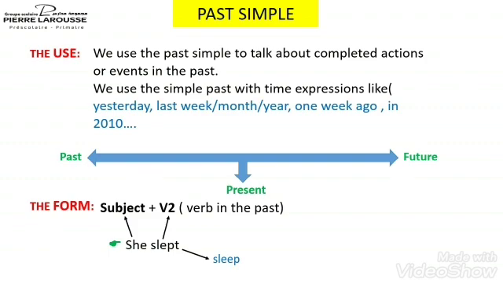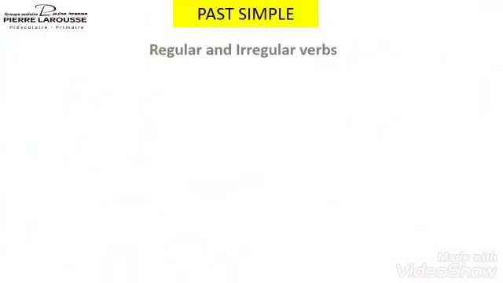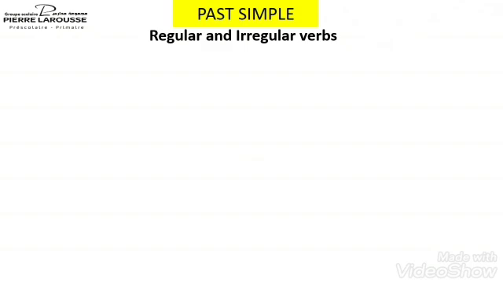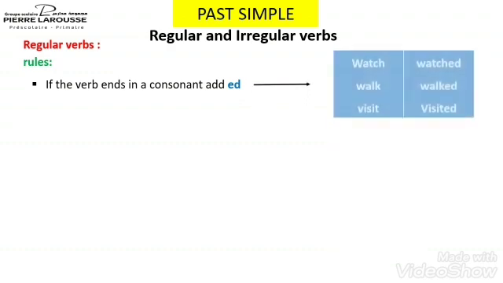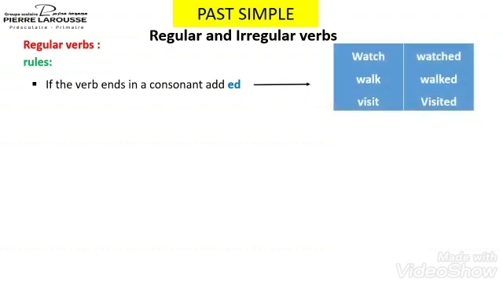Now let's move to see the different types of verbs. As you know, we have regular and irregular. Let's start again. As you see here, regular and irregular verbs. So we are going to start with regular and some rules. The rules that we have to respect are these. If the verb ends in a consonant, add ed, like those verbs: watch, watched, walk, walked, visit, visited.